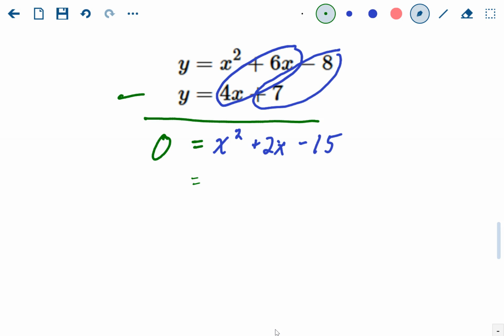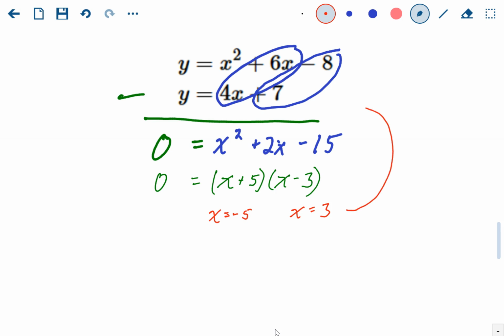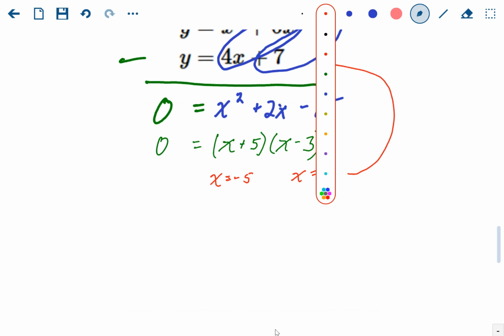So product sum: what multiplies to -15 and adds to +2? It's going to be x plus 5 and x minus 3. Use the zero product property, and we'll find that x is -5 and x is +3. Now again, we care about x, but we also need to know what y is. So you want to go ahead and plug these two values back into the linear equation. Again, you could use the quadratic, it's just more simplifying. The linear is a little easier.